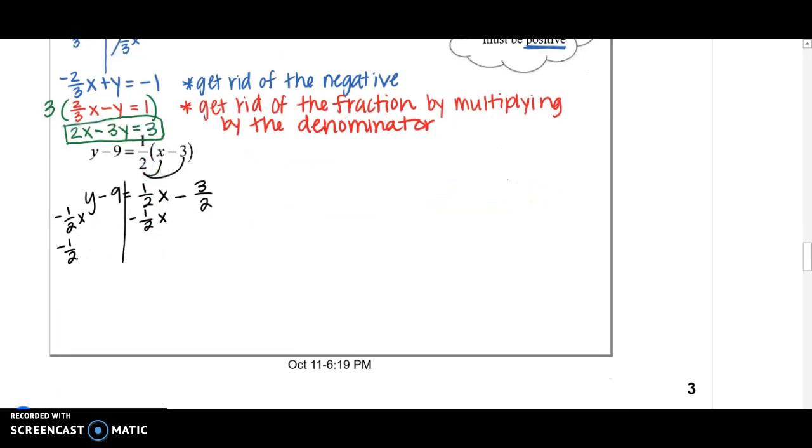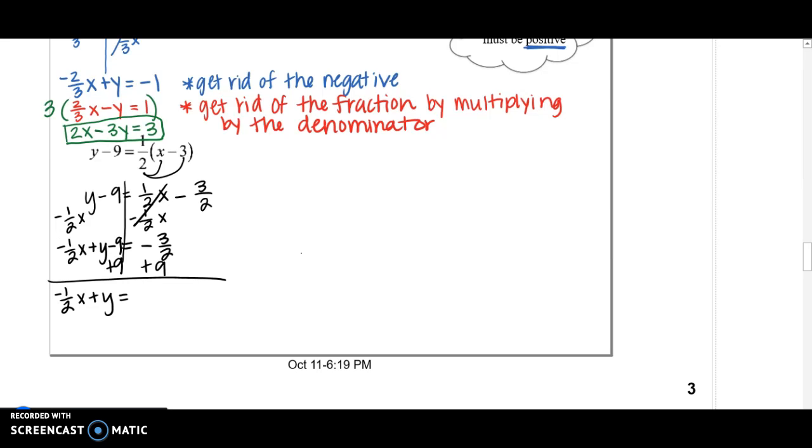So I have negative 1/2 x plus y minus 9 equals negative 3/2, because these canceled. And then I need to get that 9 over. So I have negative 1/2 x plus y equals 9 minus 3/2. Guys, I'm going to come over here.